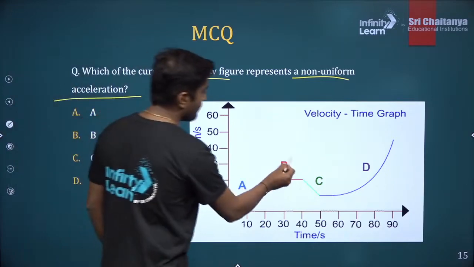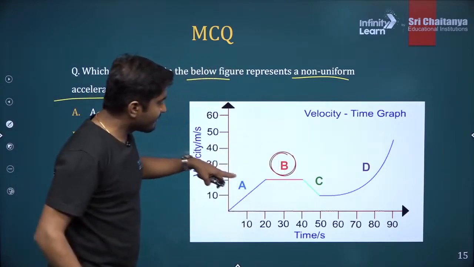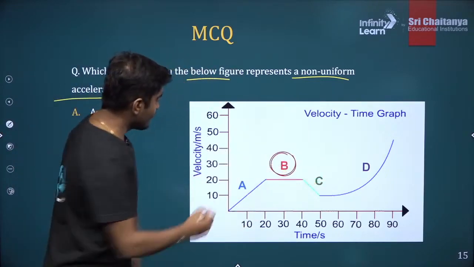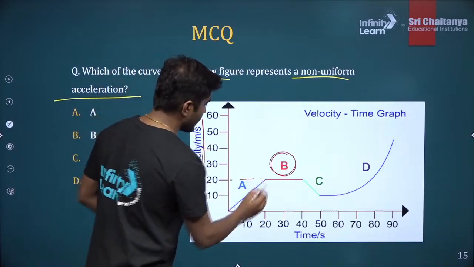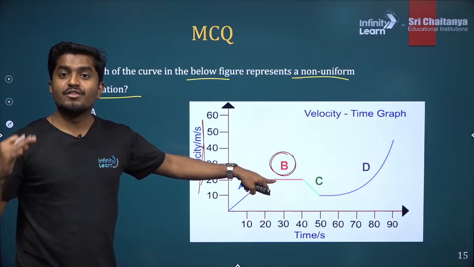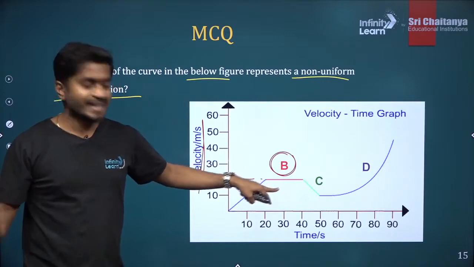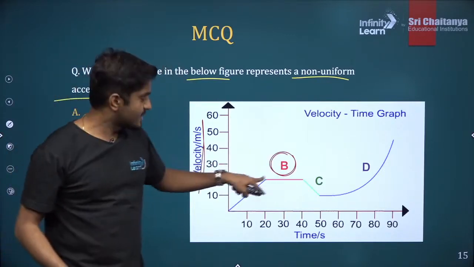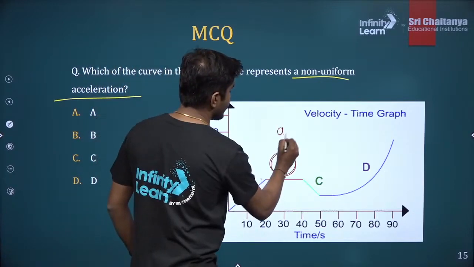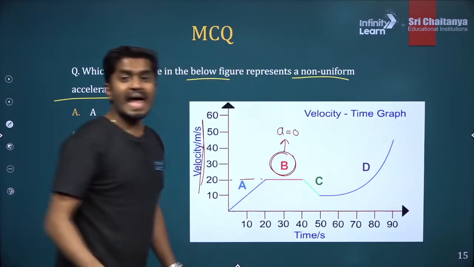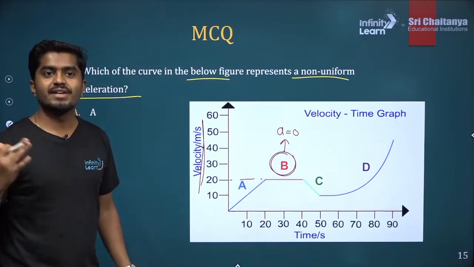So here this B is a flat line. What is this? Velocity. So the velocity is fixed. Velocity is not changing with time for this graph B. So in this case, the acceleration is 0. Acceleration is not changing with time.